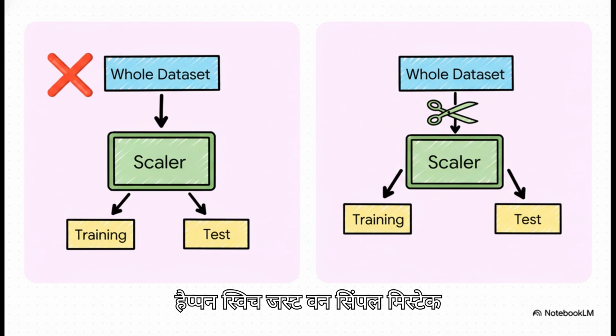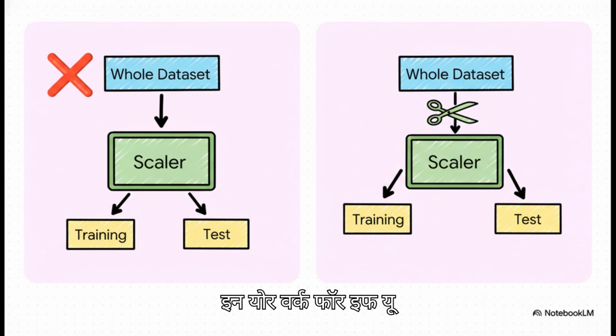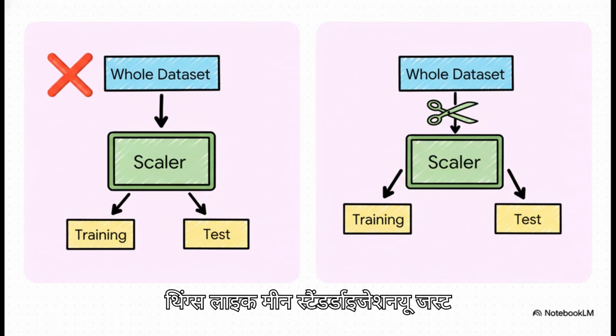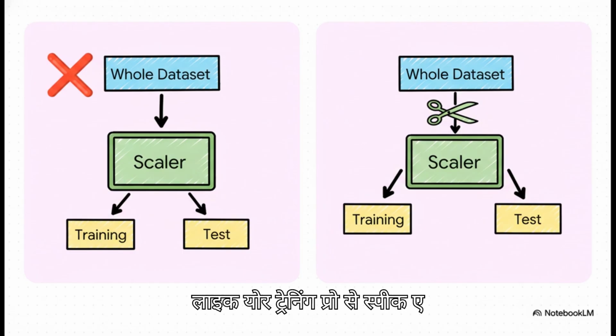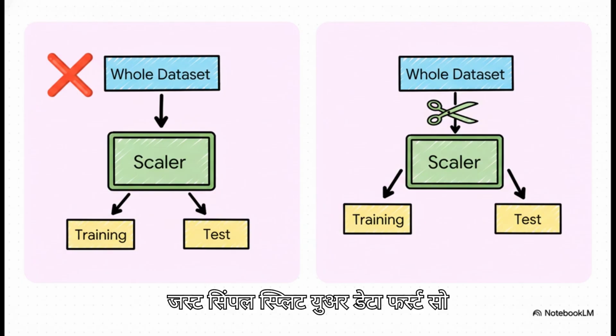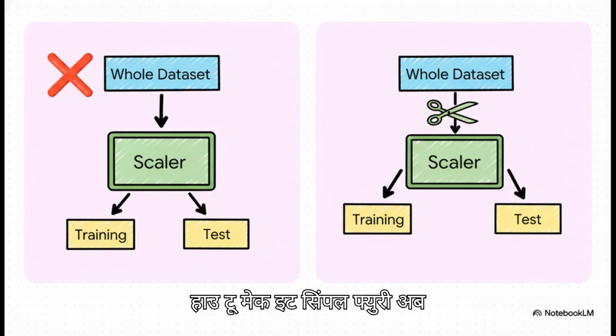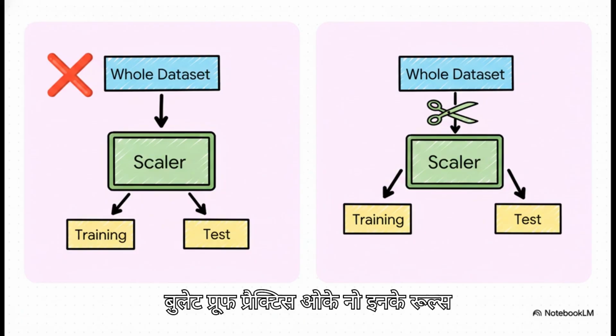So here is the contamination point. The leak often happens with just one simple mistake in your workflow. If you take your entire data set and apply a scaler to it, which learns things like the mean and standard deviation, well, you've just let your training process peek at the test data. The fix, in theory, is just as simple. Split your data first. So how do we make that simple theory a bulletproof practice?